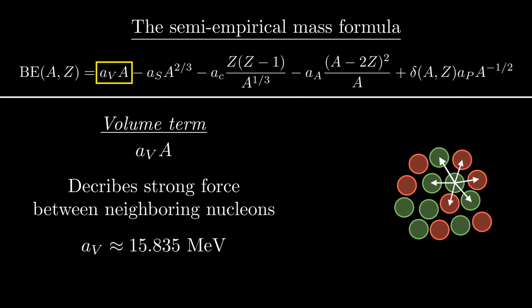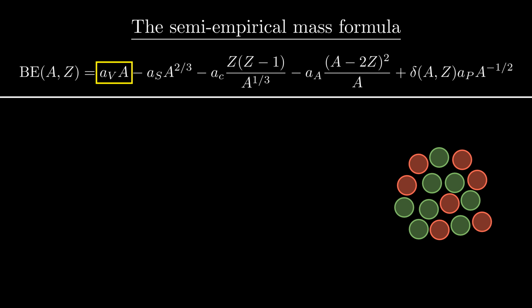You'll notice that with the exception of the last term in the equation, which we'll get to, the volume term is the only positive term in this formula. All the others subtract away binding energy to correct the assumption we made in scaling binding energy linearly with the mass number of the volume term.